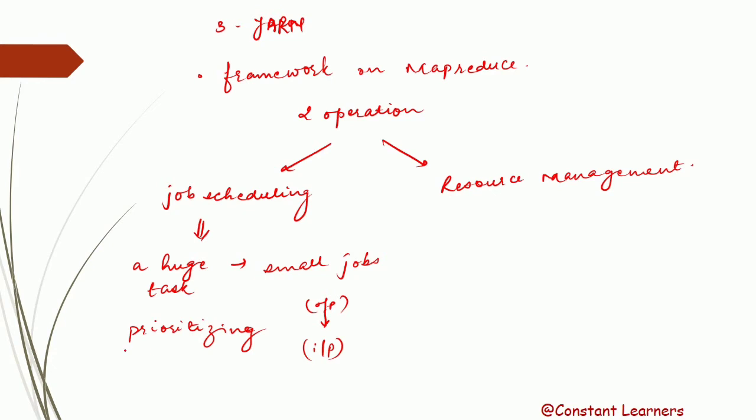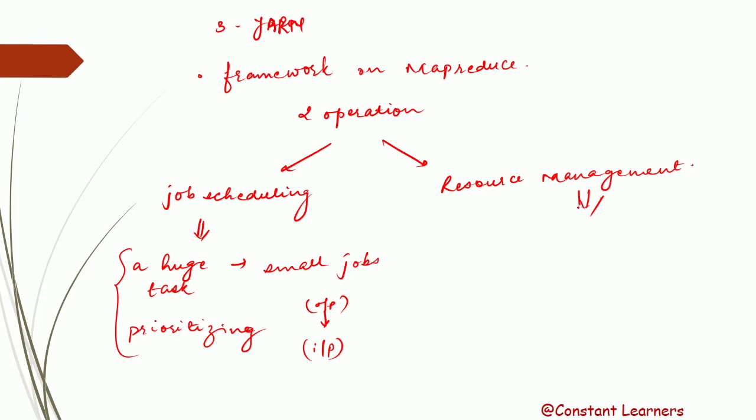So it is important to prioritize which function has to be performed first, or which operation has to be performed first and which operation can be performed afterwards. So these two are the jobs of job scheduling. And resource management means what?